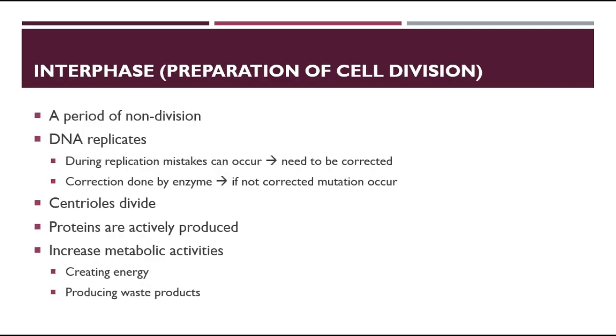Right? So interphase, on the other hand, is called the preparation for cell division. It is a period of non-division. It is a phase where all the DNA replicates, and during replication, if any mistakes occur, they need to be corrected immediately. The correction is done by enzymes, and if it is not corrected, mutations occur. This is also where the centrioles divide, proteins are actively produced, and there is an increase in metabolic activities, where energy is created and waste products are produced. So this is the phase where the cell is preparing for growth before it can go further to the next phase of mitosis.